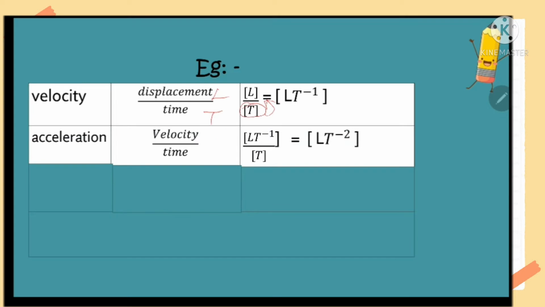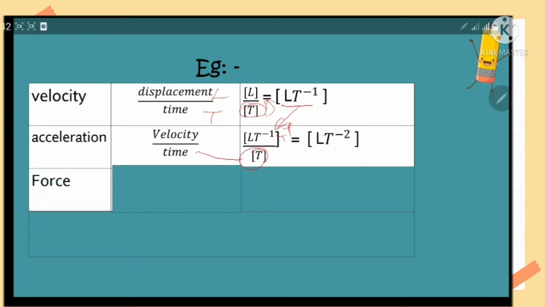Same way, acceleration is velocity divided by time. So velocity we already know is LT raised to minus 1. For velocity you can substitute that LT raised to minus 1 and time is T. So I told you nothing should be there on the denominator. So LT raised to minus 1 into T raised to minus 1, right? So what is T raised to minus 1 into T raised to minus 1? T raised to minus 1 plus minus 1 is T raised to minus 2. So it will be LT raised to minus 2.